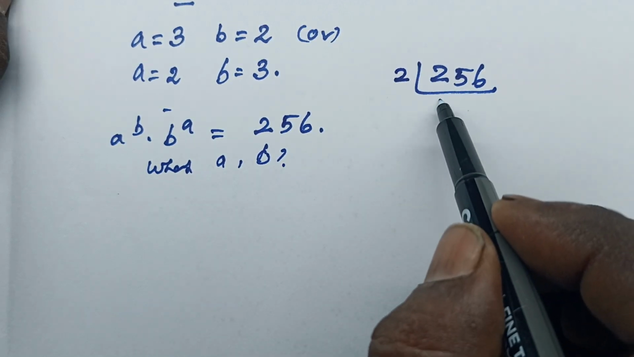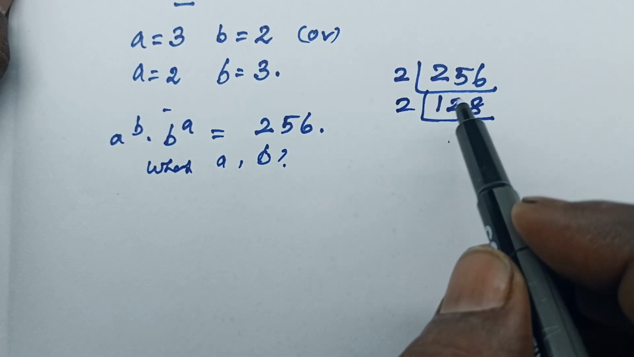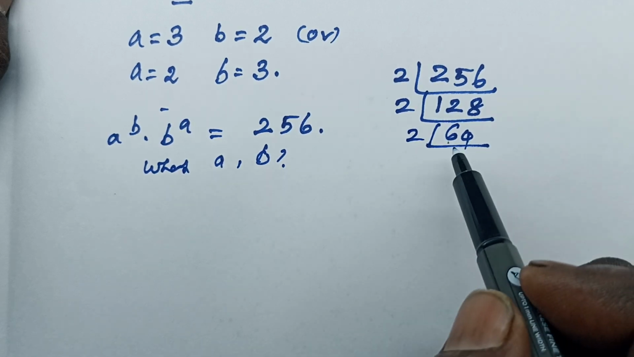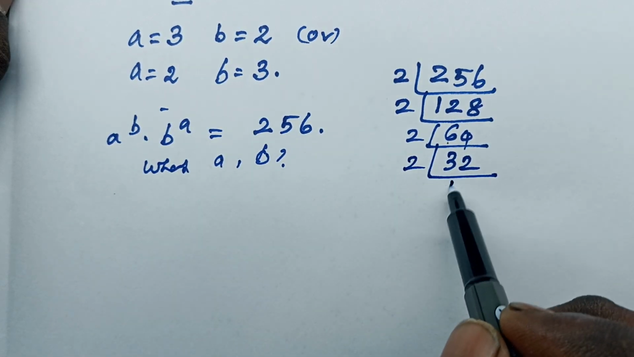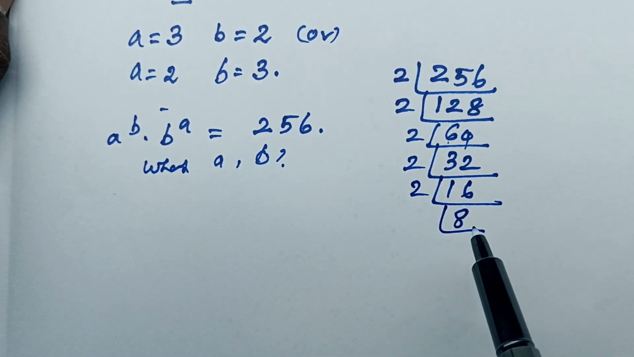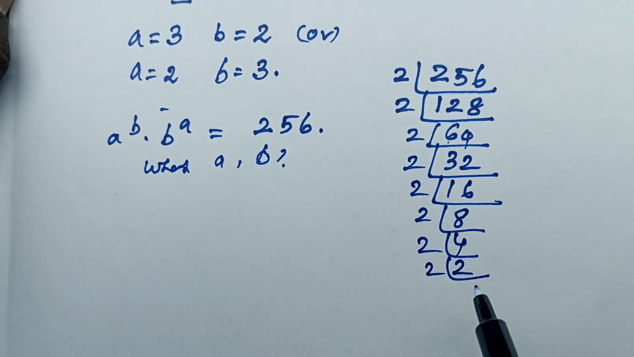2, 128. 128 by 2, 64. 64 by 2, 32. 32 by 2, 16. 16 by 2, 8. 8 by 2, 4. 4 by 2, 2. And 2 by 2, 1.